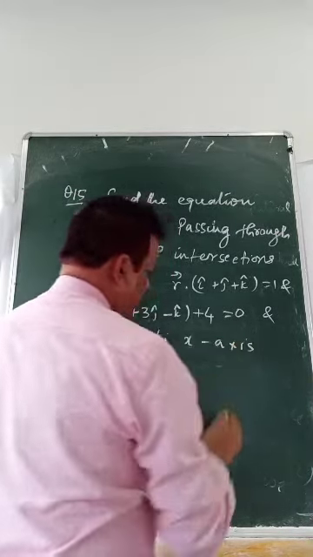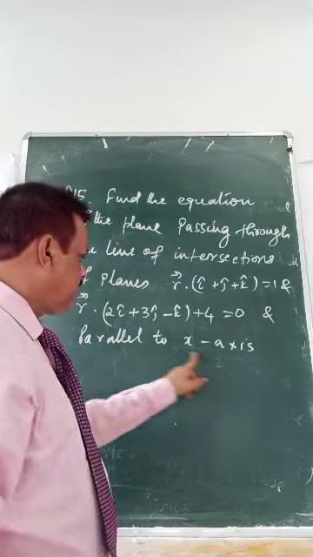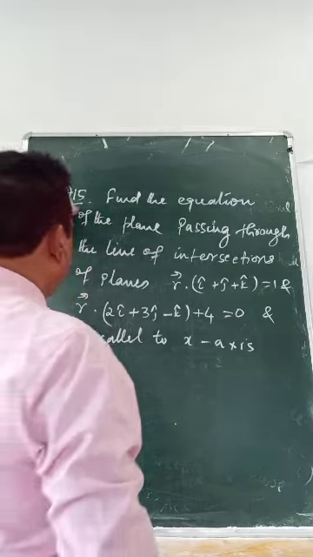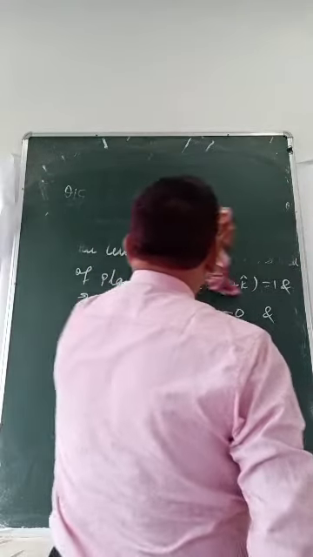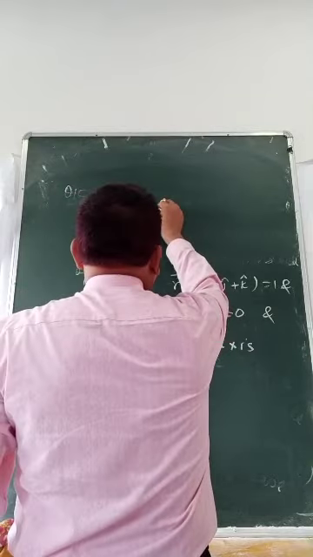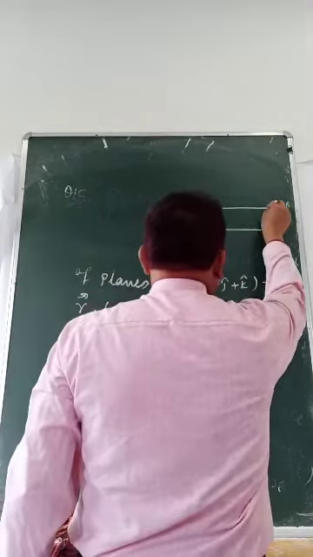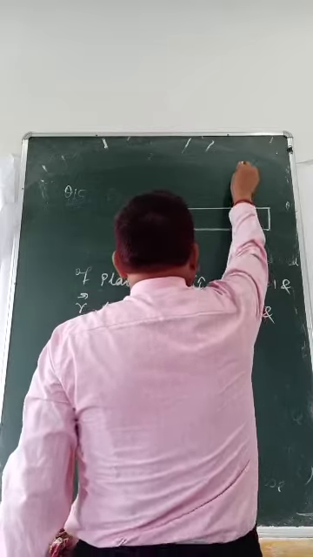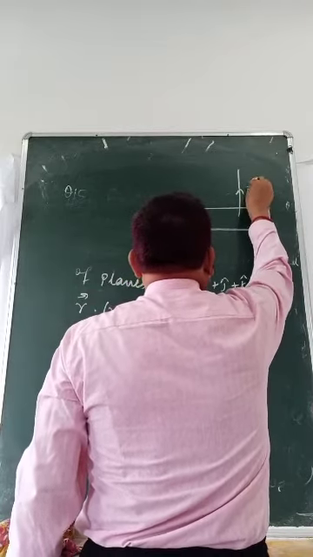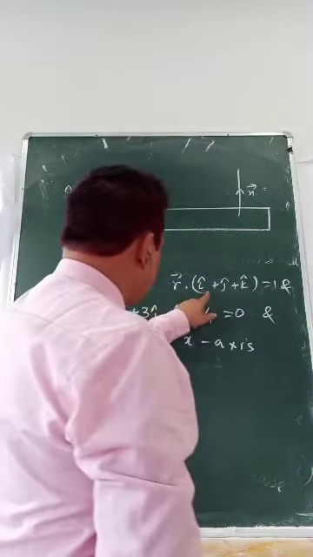Okay, this kind of question I have done, but passing through a point. Now parallel to x-axis. Look at here. Intersection of planes, you will get a plane here. Remember, every plane has a normal. Okay. Now, just you see here.